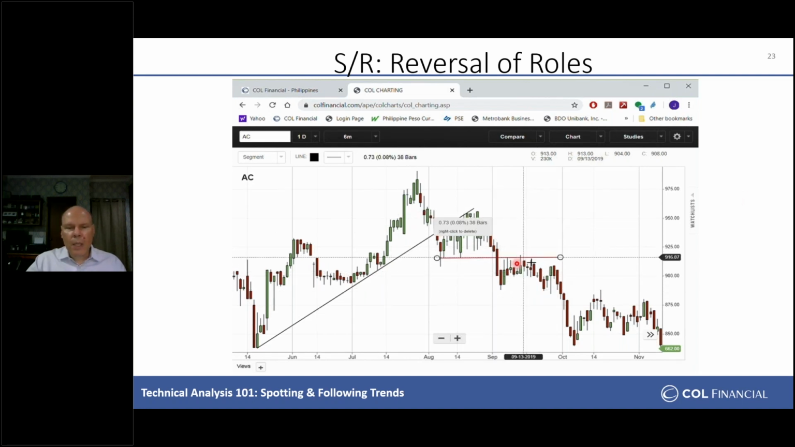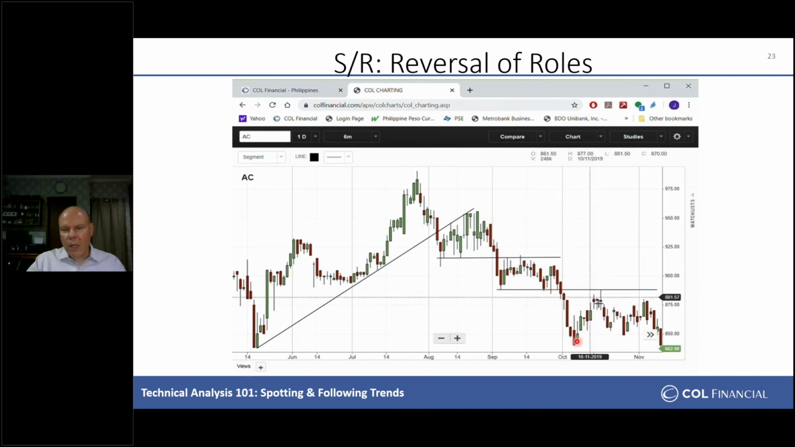Again, this becomes an area of support. After support is broken, in the next rally, this area that used to be support is now acting as resistance. It falls back down and creates a new support. A new crack takes place. Prices fall down, recover back to what used to be support, which now acts as resistance, and you have the same thing happening over and over again.